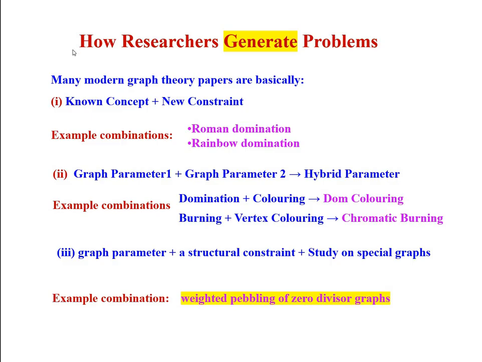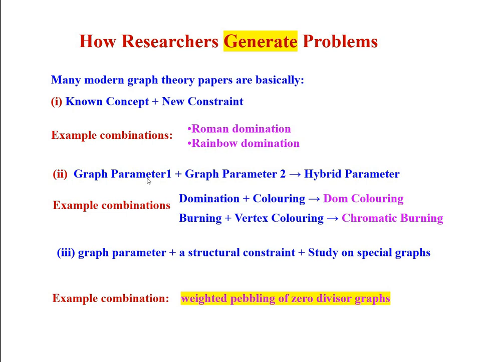So that you have. And then how do researchers usually generate problems? See, by just listening to the previous slides, you would have known how the new problems that we can generate for doing research come about. So here, anyhow, we will list it out. Your known concept plus a new constraint. Domination is a known concept, then you impose certain conditions so that you arrive at Roman domination. And you know the concept of domination, and you impose some other condition, you will have rainbow domination.